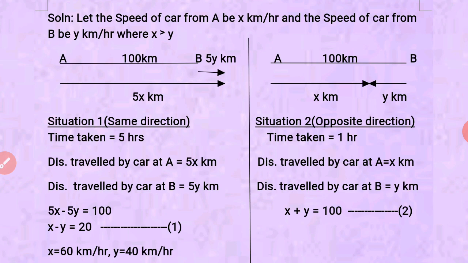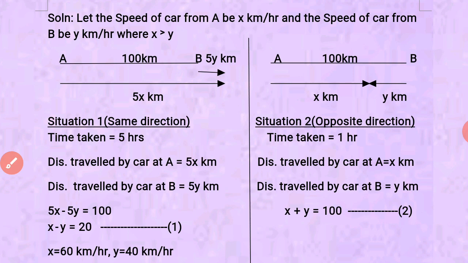Now there are cars that are moving from place A and place B. In the first condition, they are moving in the same direction, so you can see the arrows here being shown in the same direction. Whereas the second condition tells you that they are moving in the opposite direction. So you can see the arrowheads, they are moving in opposite directions.